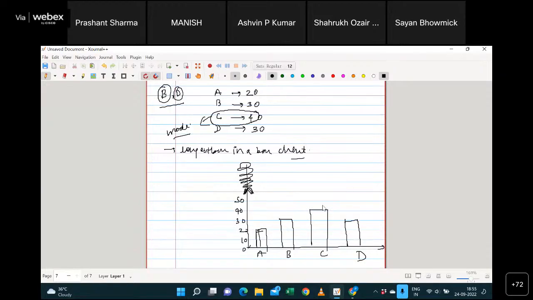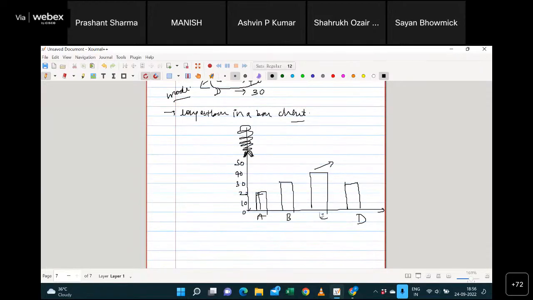So here the longest bar is this bar. That means C occurs up to 40 times, right? That is the meaning. This will give you the longest bar, I mean the bar with the maximum frequency, the highest frequency. So the mode of the data set in a bar chart is nothing but the longest bar in the bar chart.